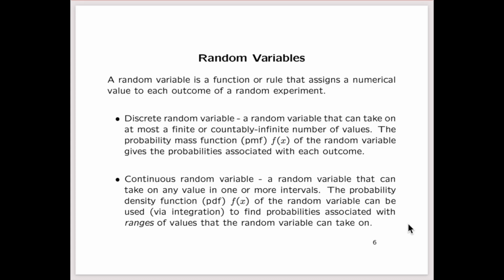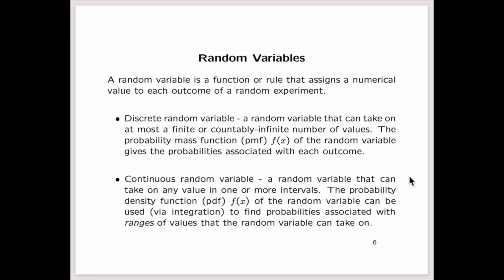Now, we can categorize random variables into two broad categories. The first would be discrete random variables. A discrete random variable is a random variable that can take on, at most, a finite or countably infinite number of values. The probability mass function, or PMF, of the random variable gives the probabilities associated with each outcome. And the standard notation for a PMF is lowercase f or lowercase g or h or something like that.